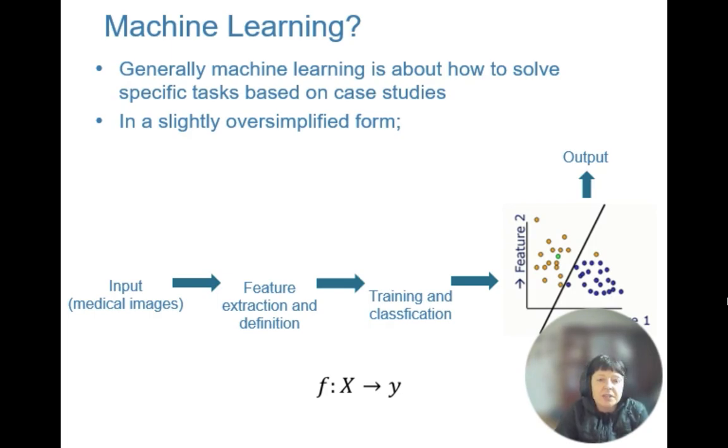In a very simple form, it's the input, in our case medical images, then feature extraction and definition, then training and classification, and following classification with the use of feature 1 and feature 2, the output is given by the machine. You can see the dots of different colors, which means that by now the machines are not 100% specific and 100% sensitive, but the same concerns humans.